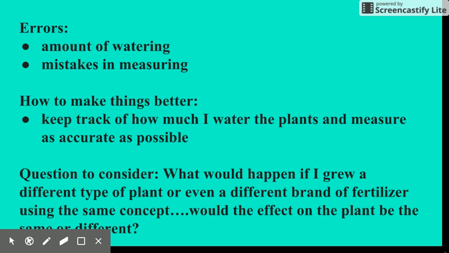Some errors I made were the amount of watering and the mistakes in measuring. How I can make things better is by keeping track of how much I watered the plants and measuring as accurately as possible.